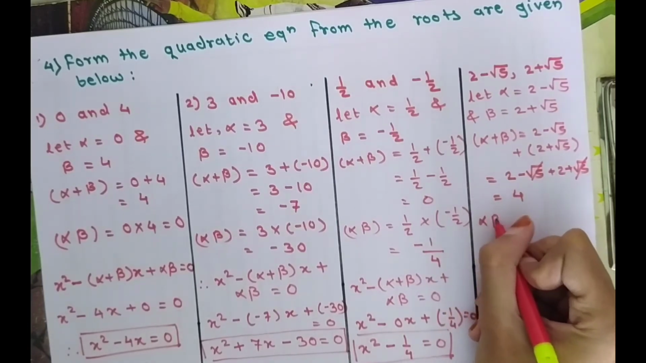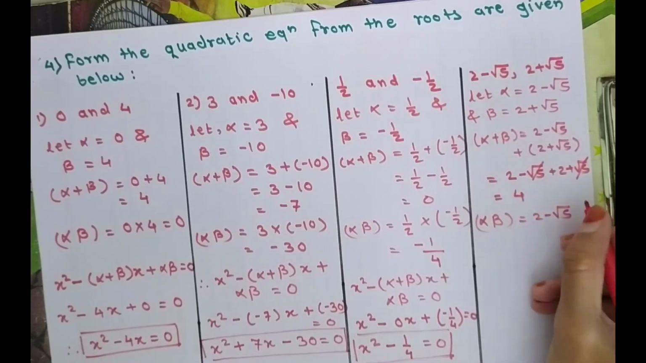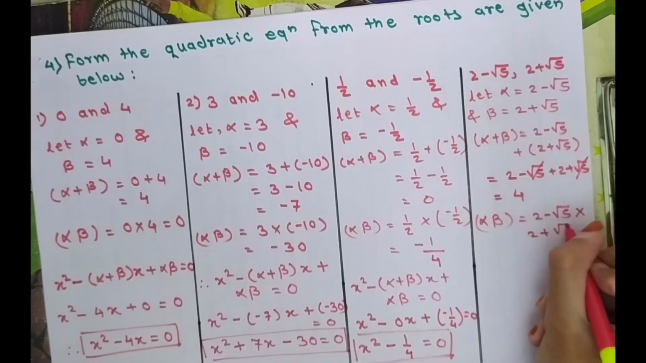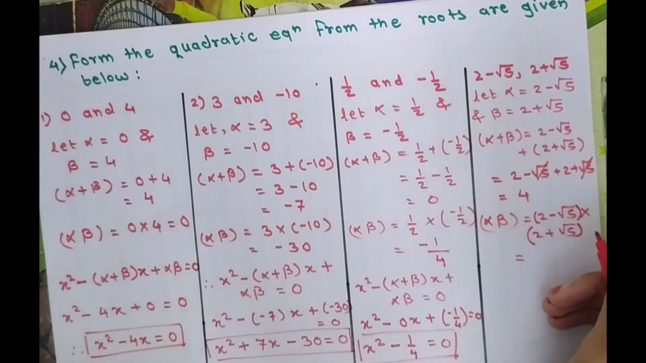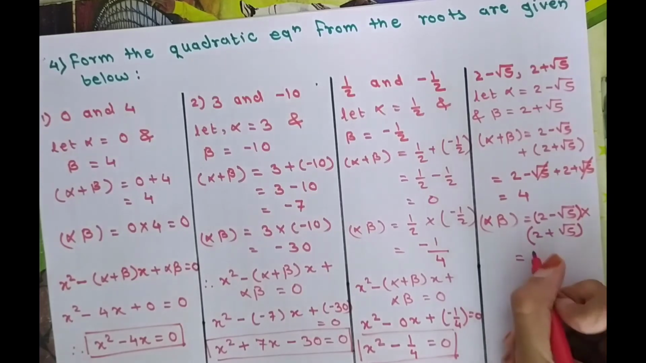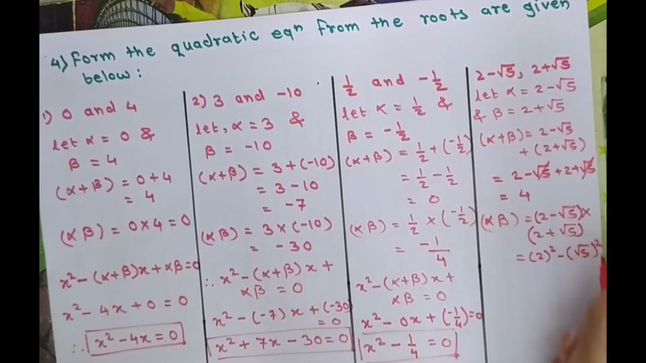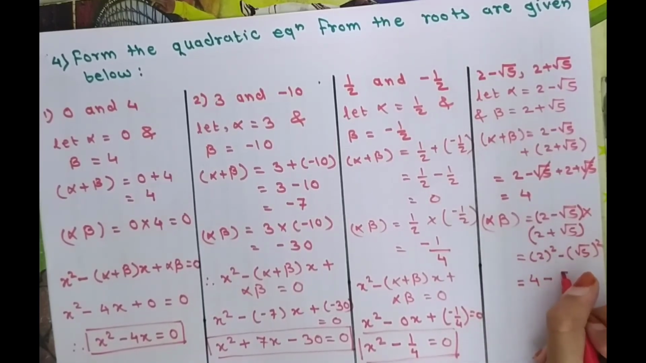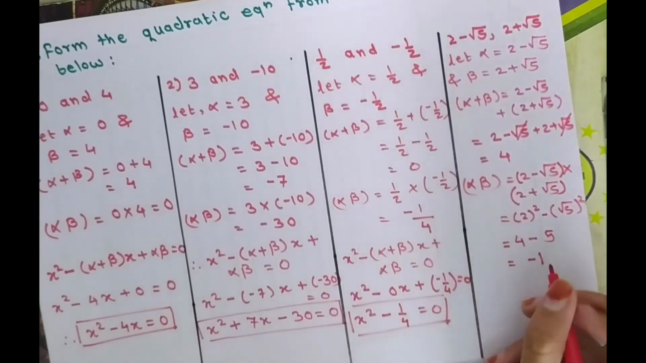And alpha into beta is 2 minus root 5 multiplied by 2 plus root 5. This is the formula (a minus b)(a plus b), which is a square minus b square. So 2 square minus root 5 square is equal to 4 minus 5, which is minus 1. So alpha into beta is minus 1.